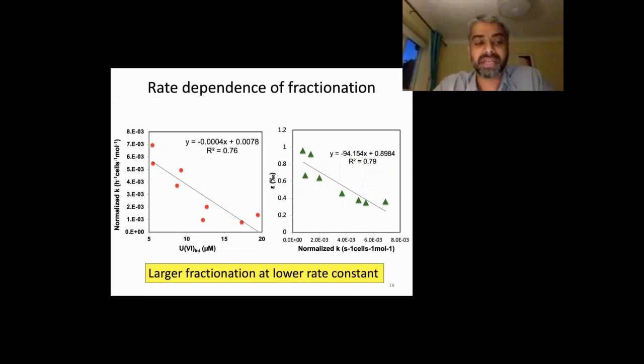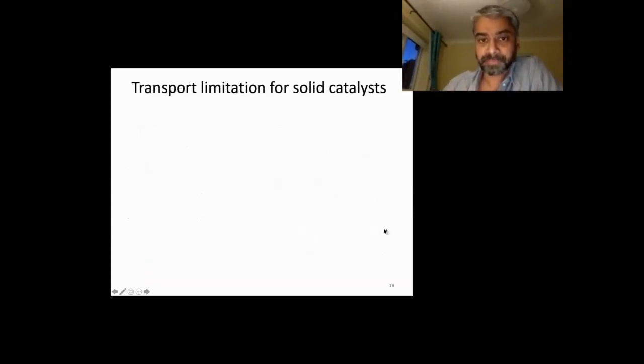Now, when we looked at the first-order reaction rate constants normalized by number of cells and the initial concentration, we do see a correlation between normalized rate constants and the initial uranium concentration. It becomes even more obvious when we plot the fractionation factors against the normalized rate constant. So it's a really clear dependence on the rate. We are seeing large fractionation at lower rate constants and smaller fractionation at large reaction rate constants.